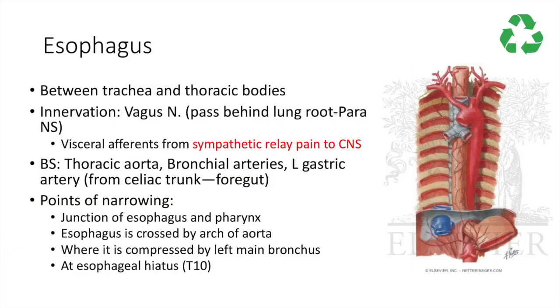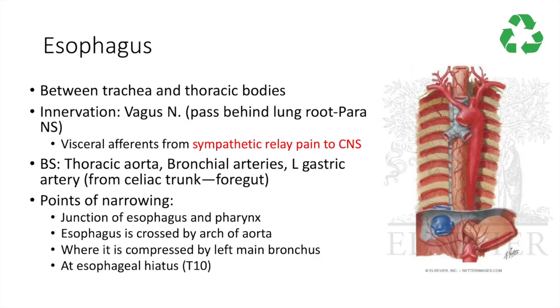So this is a recycled slide. It's the esophagus. Remember, the esophagus is between the trachea and the thoracic bodies. It's innervated by the vagus nerve. Remember that the vagus nerve passes behind the lung root, and like we had said earlier today, it is part of the parasympathetic nervous system. There are visceral afferents from the sympathetic that relay pain to the CNS. The blood supply is going to be the thoracic aorta, bronchial arteries, and the left gastric artery.